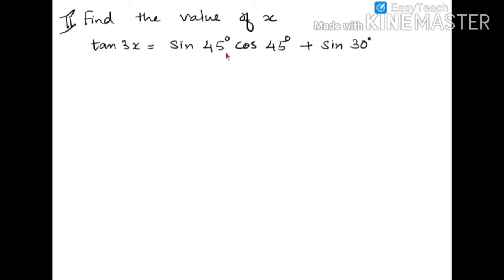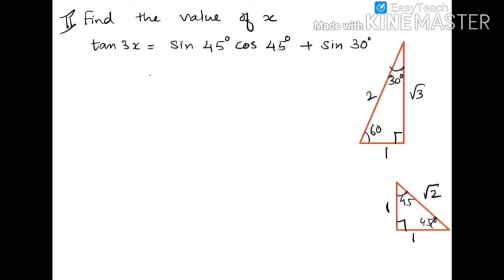On the right hand side of this equation we have these ratios, which on substituting with their values and simplifying will reduce to an equation that we have just solved in the previous question. So sin 45 will be opposite upon hypotenuse, so that is 1 upon root 2. Cos 45 will be adjacent upon root 2, so it will also be 1 upon root 2, plus sin 30 is opposite upon hypotenuse in this figure.